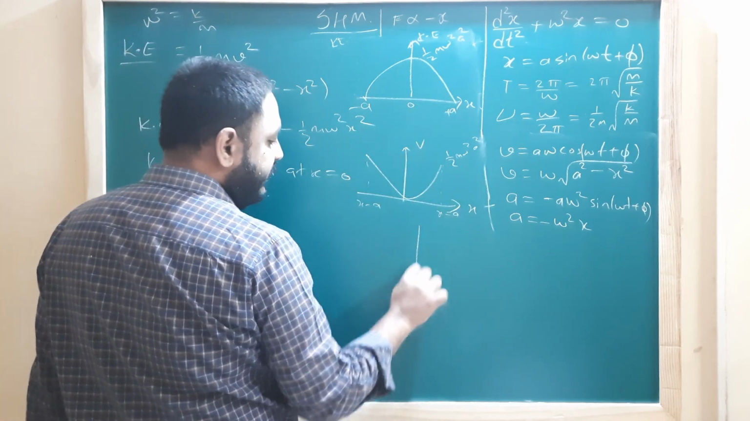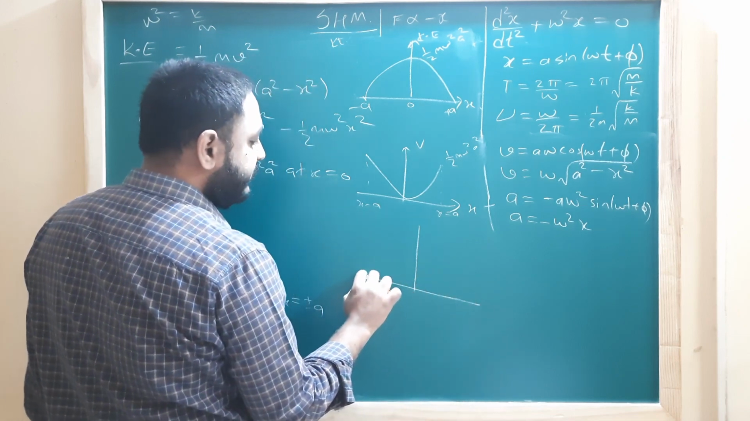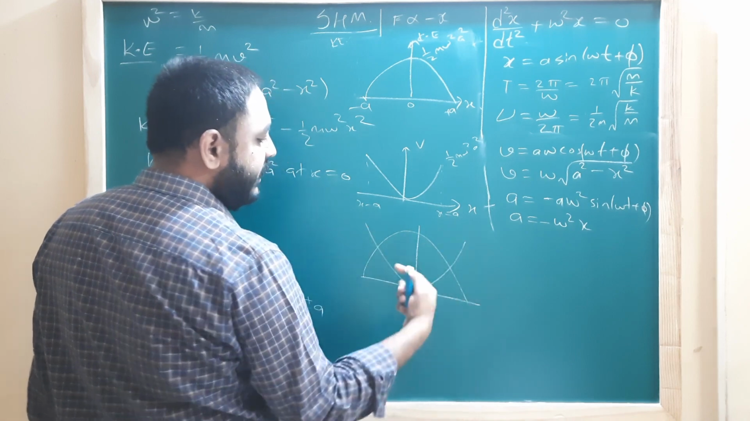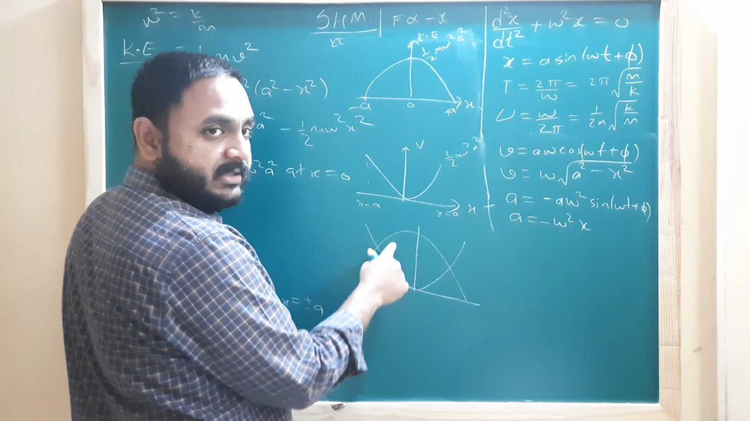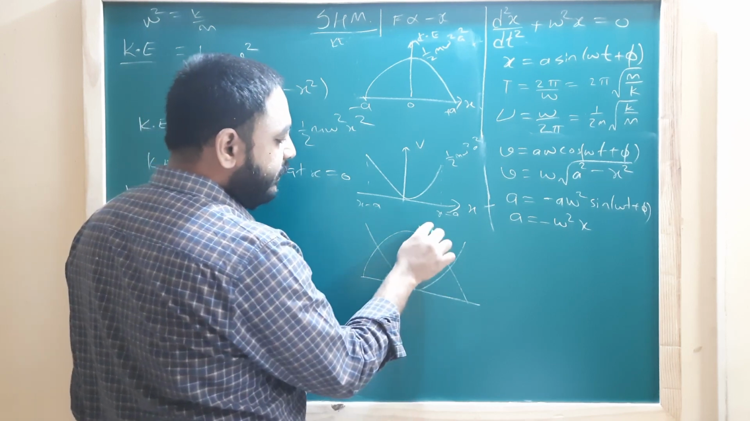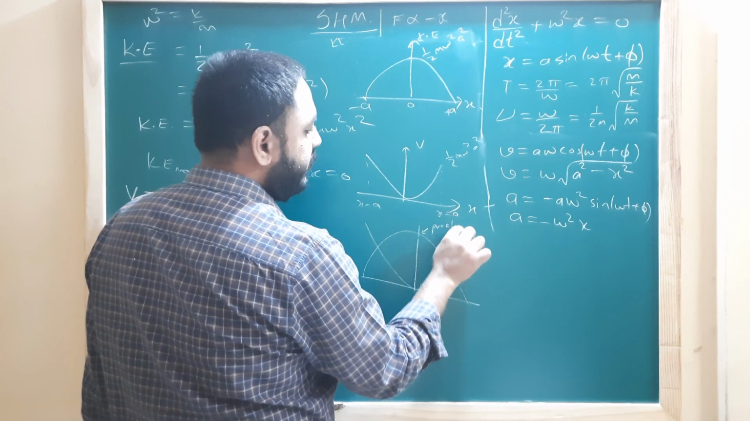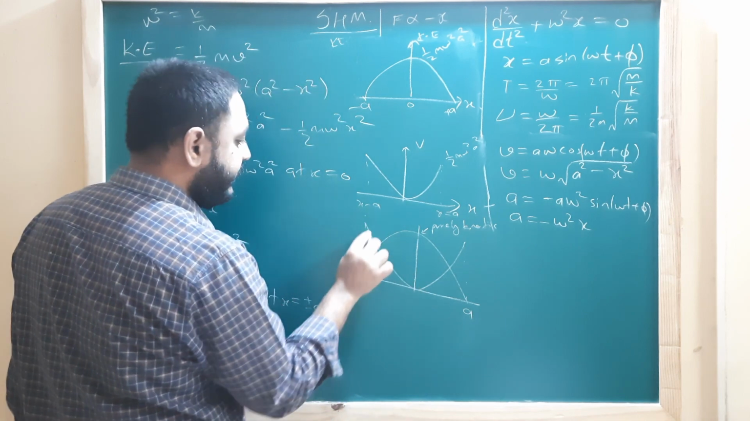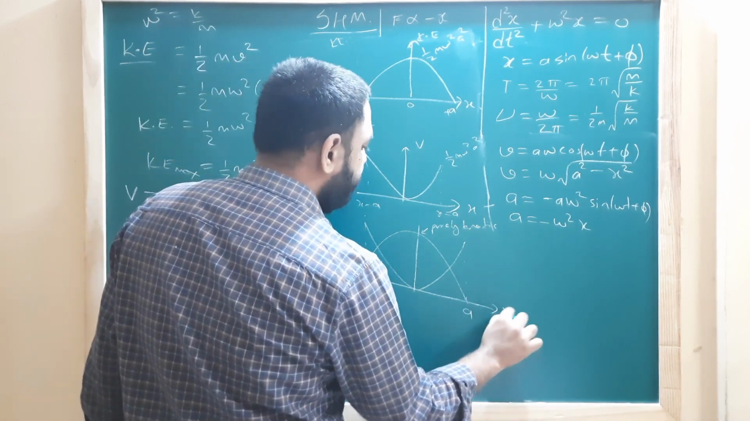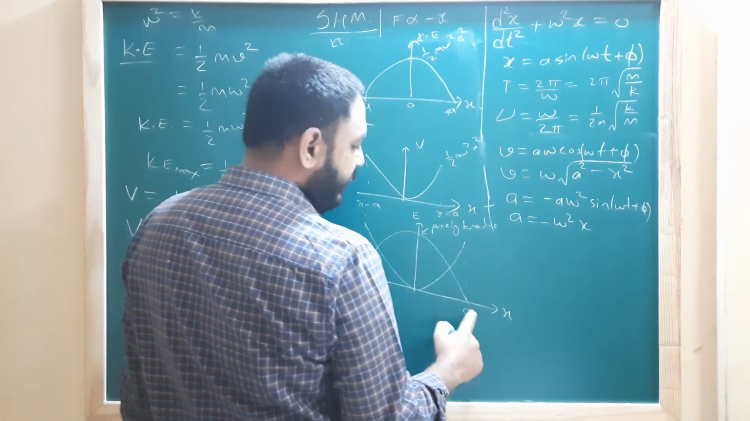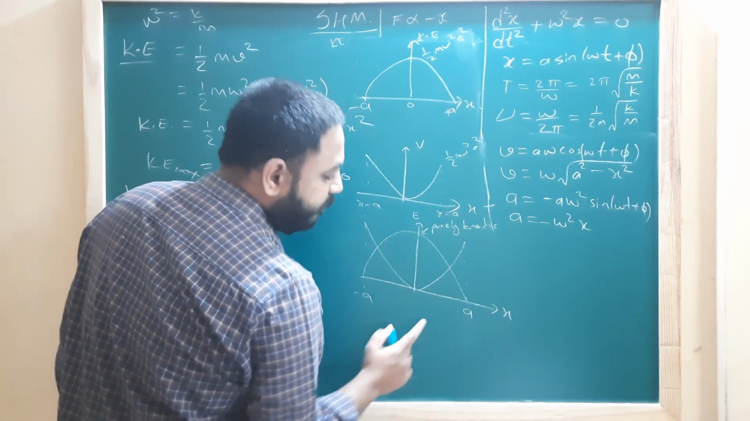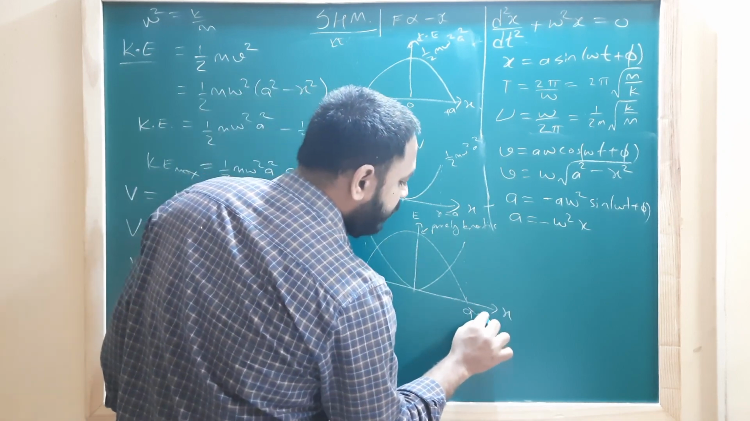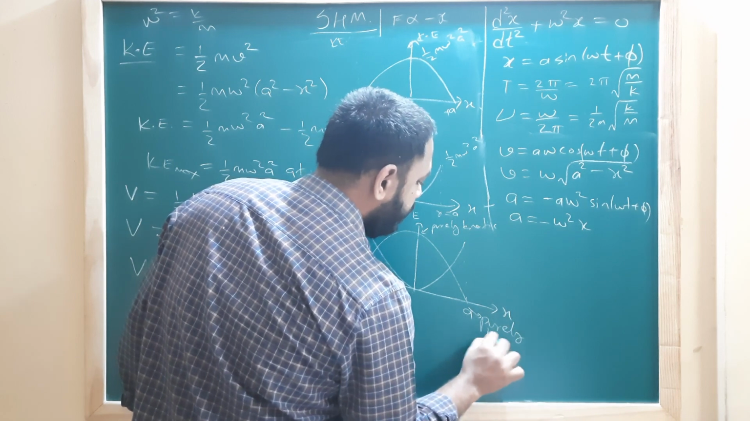That means the final energy graph looks something like this. This is the kinetic energy, this is the potential energy. At every point, the total energy is the addition of kinetic plus potential. Here the energy will be purely kinetic, and at the amplitude, at x is equal to plus a and at x is equal to minus a, at amplitudes the energy becomes purely potential energy.